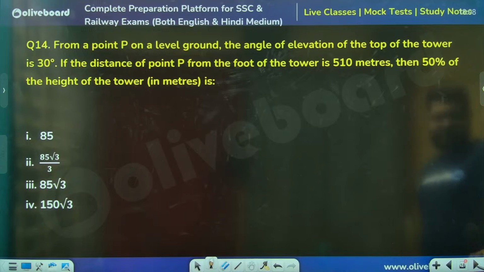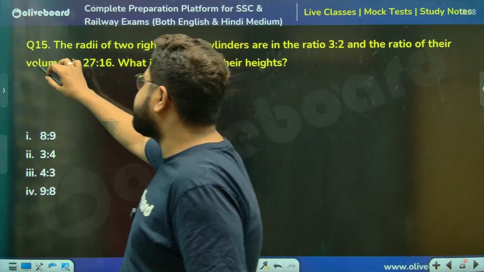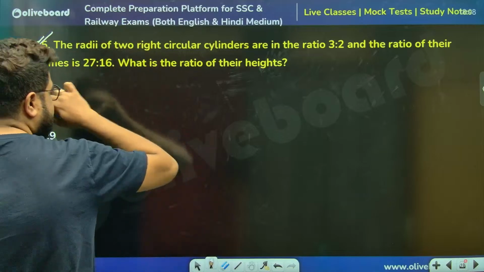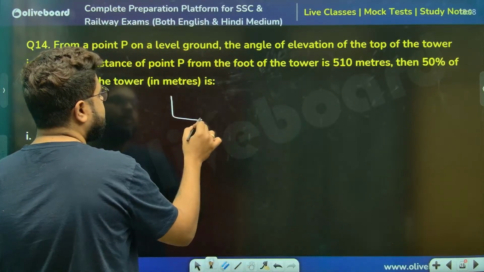ये वाला भी homework ले लो. Yes, this is a good question. Very conceptual, very popular question. Okay. So this one also, please take it up as your homework.